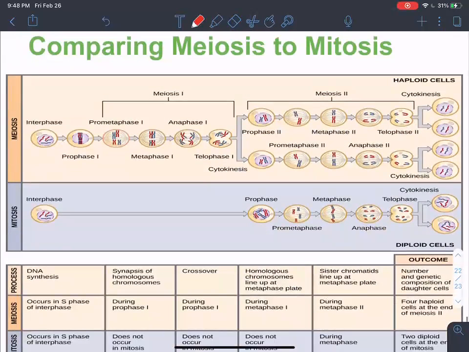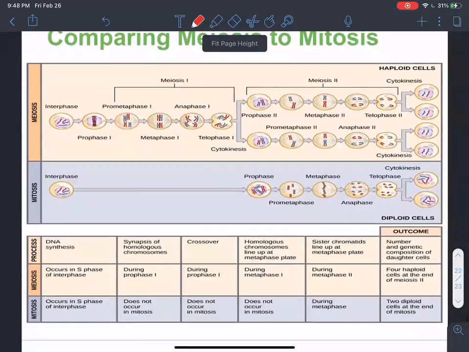All right, and this is just a big chart that compares everything that we've just said. So you can go over this in detail yourself. It's basically exactly everything that I just said in chart form.